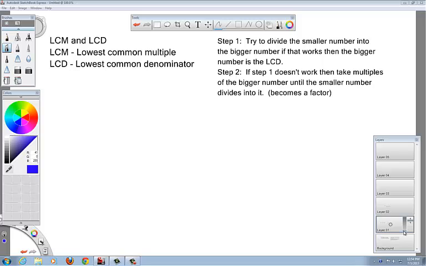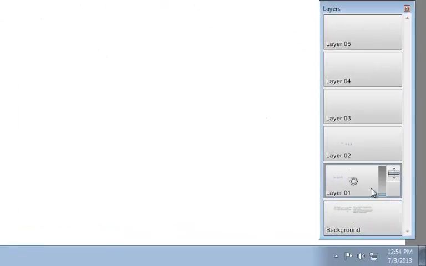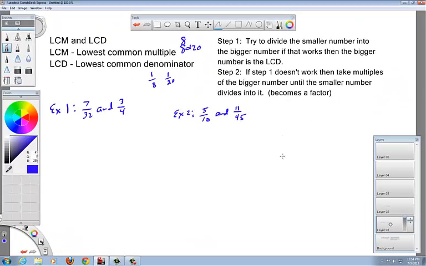This is lowest common multiple, and that's when you don't have fractions. That's what you call it, lowest common multiple. So if it was just numbers like 8 and 20, versus lowest common denominator when it's 1 over 8 and 1 over 20, and you're just talking about the denominators. I have two steps here, and I'm going to go through some examples and refer to these steps as we go. So let me show you.